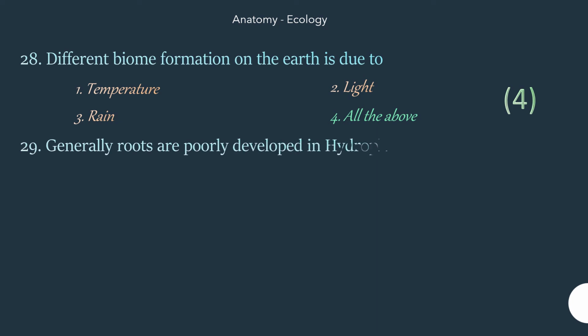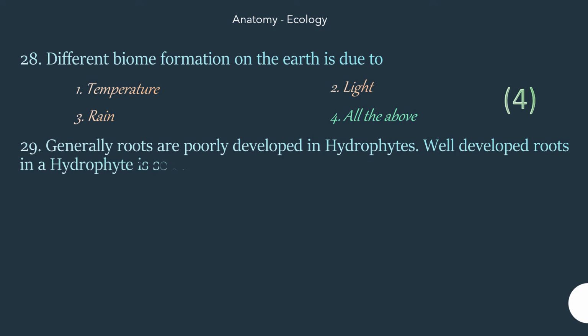Generally, roots are poorly developed in hydrophytes. Well developed roots in hydrophytes are seen in: Hydrilla, option 2 Utricularia, option 3 Wolffia, option 4 Pistia. The answer is 4, Pistia.